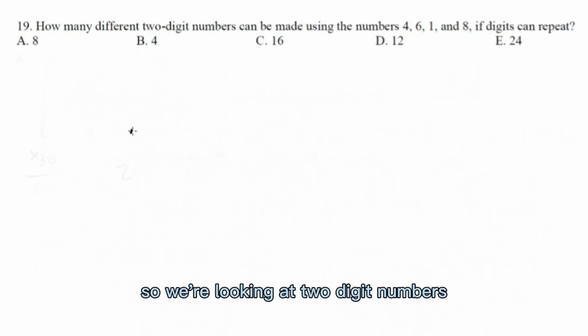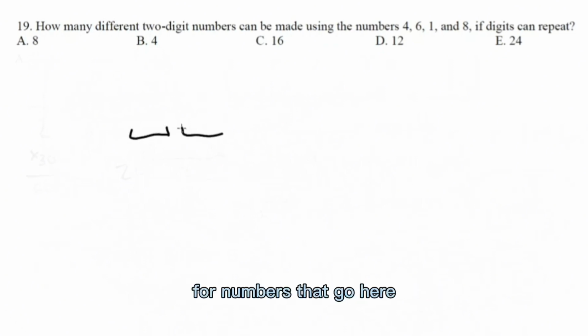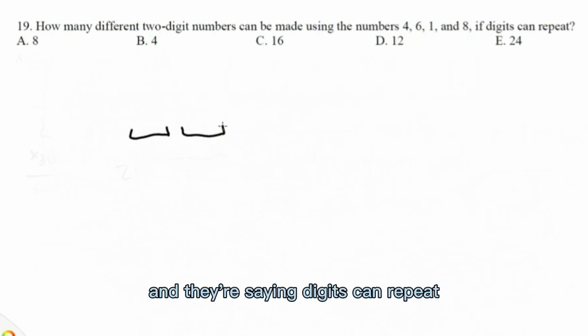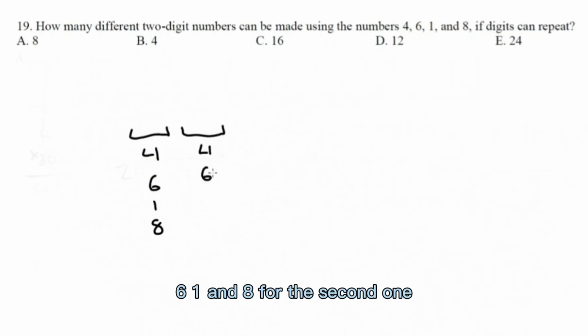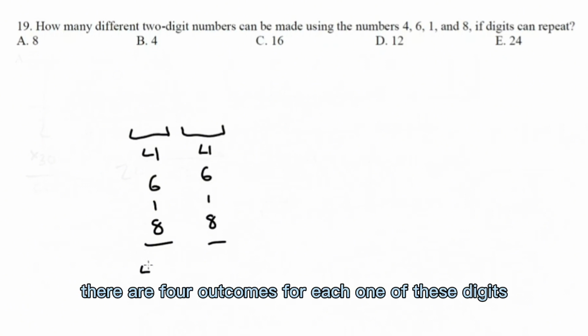So we're looking at 2-digit numbers, which means there are 2 spots for numbers to go here. And they're saying digits can repeat, which means for the first one, the options are 4, 6, 1, and 8. And there are also 4, 6, 1, and 8 for the second one, which means in total there are 4 outcomes for each one of these digits.